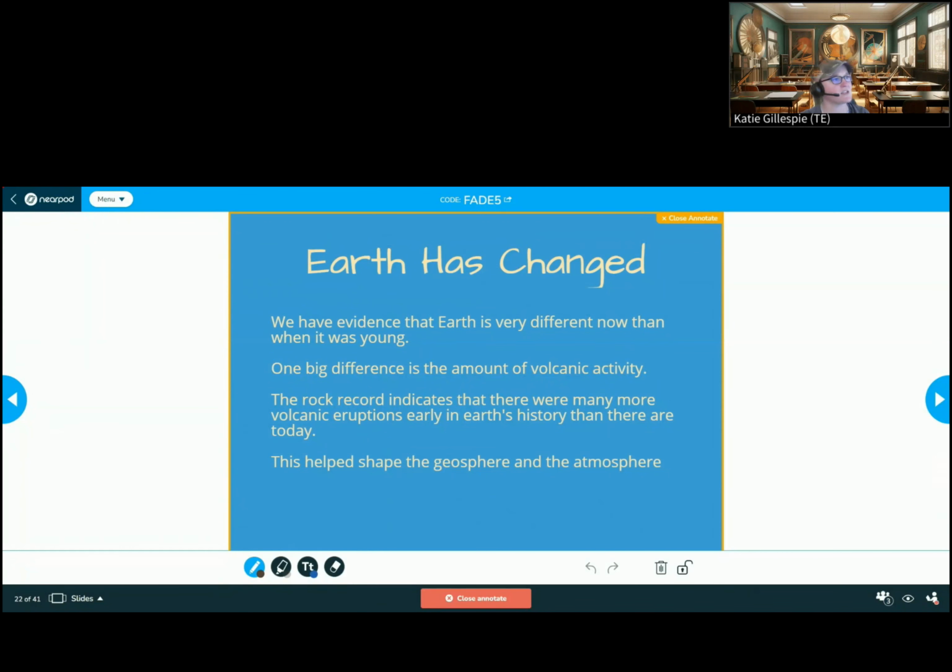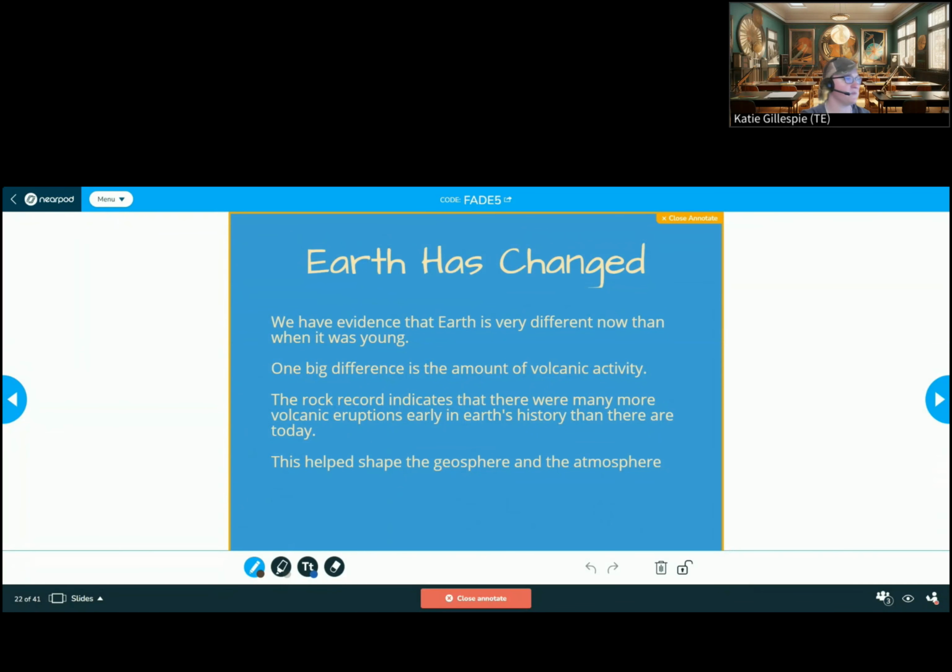Still the same processes. I don't want you to get that confused. Hutton was still correct when he said that the processes that are occurring today on Earth are the same processes that occurred then. Earth is 4.6 billion years old. Okay. We have a lot of evidence that Earth is very different, especially with the amount of carbon dioxide that was in our atmosphere due to volcanic activity. And so that's going to really drive our conversation.